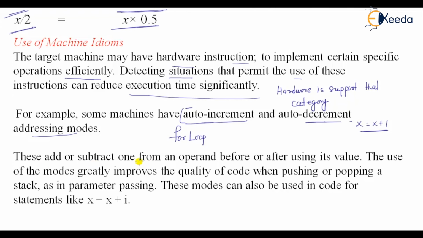These modes add or subtract one from the operand before or after using its value. The use of this mode greatly improves the quality of the code when pushing and popping a stack. So if you are doing pushing and popping, then this becomes very useful, as in parameter passing. This mode can also be used in code for the statement x equal to x plus 1, where you are incrementing by a fixed amount.